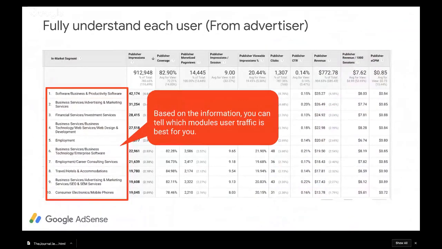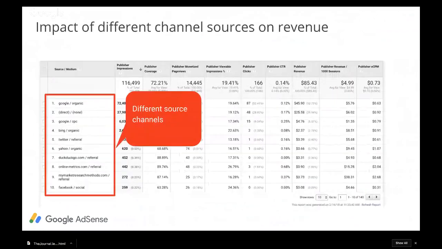Several reports are available there, which will help you to draw these conclusions. The first one is in-market segment reporting. Basically this report tells you what kind of users are on your website. It might be software, business, and productivity software users. It might be users who are interested in employment opportunities. It might be users who are interested in travel, hotels, and accommodations. All these benchmarks will let you know what content is popular on your website.